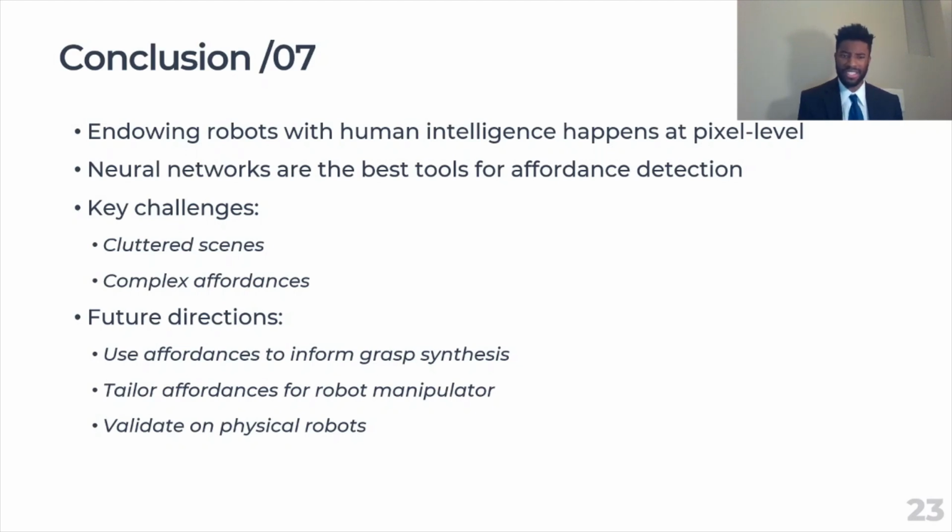As far as future directions, you can use the affordances for grasp synthesis. Once you have the affordances, you can determine how to grasp the object in order to execute that affordance in the best way. Also, since each robot manipulator is different and unique, you can tailor the affordances for each of those unique manipulators, whether it be an end effector with 2 or 3 grasping points. Also, there can be more validation on physical robots. It's one thing to detect the affordance of the object, but it's another thing to actually carry that out in the real world, where you have that domain shift between simulation and the real world and need to understand how you can actually grasp the object in real life.